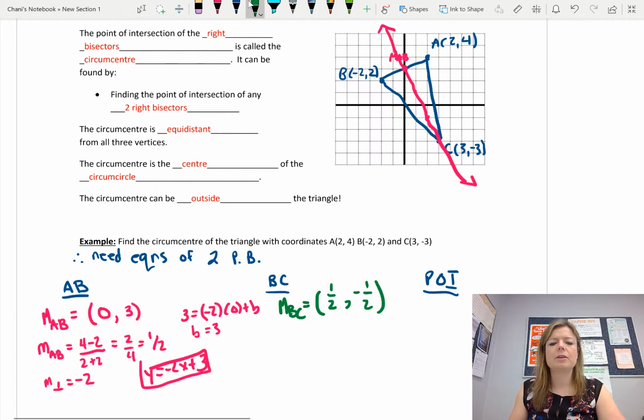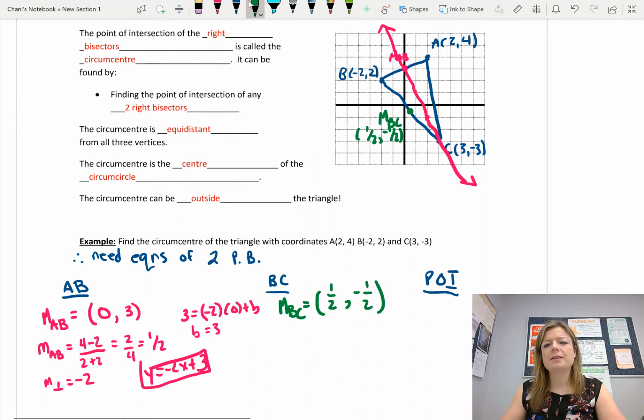So if you need to do the work to actually get that, that's fine. I'm just saving a bit of time. So 1/2, -1/2, that looks right. That's the midpoint of BC. And it is 1/2, -1/2. You should probably label this pink one as well. I forgot to do that.